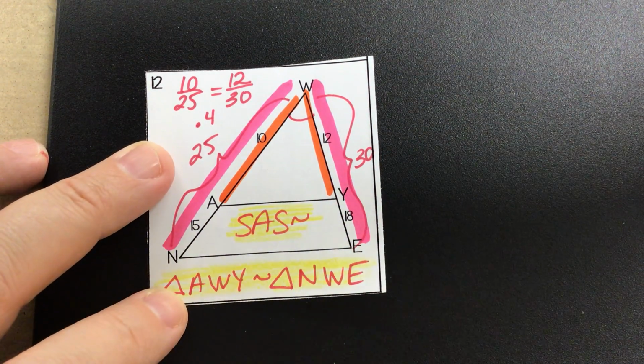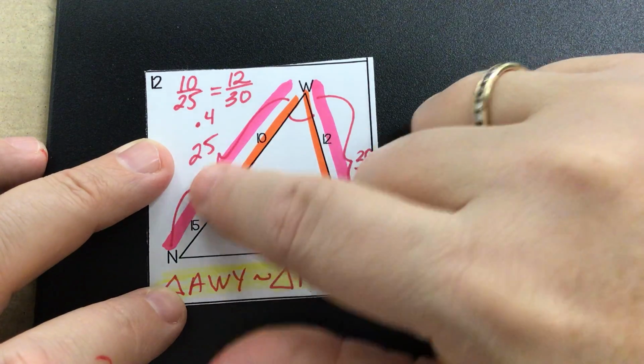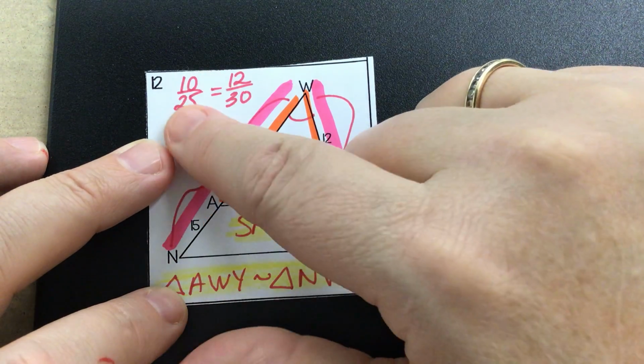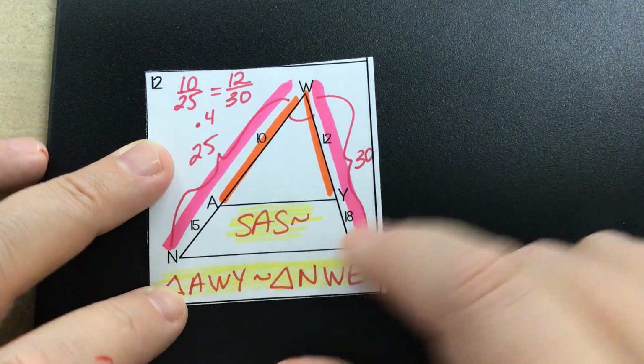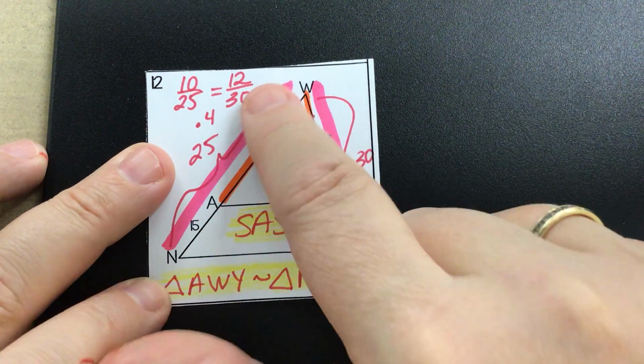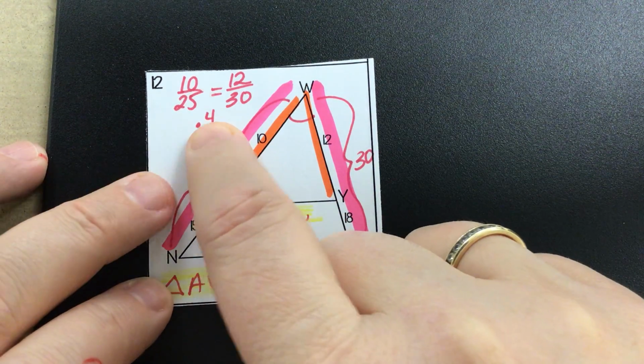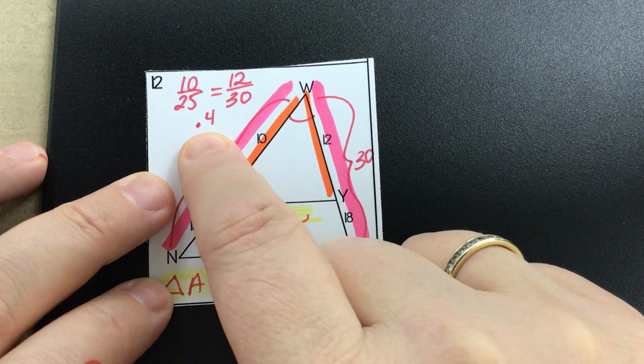So if I see if my ratios work out here. 10 over 25, if I divide it with my calculator, I get 0.4. 12 over 30, again with my calculator, I get 0.4. So these two ratios are equivalent.